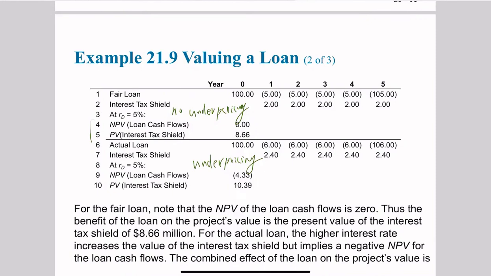However, you can see that in the end, the firm will suffer because the benefit from the larger interest tax shield is smaller compared with the cost from the underpricing. You can see that the underpricing here is $4.33 million, right? And the underpricing outweighs the benefit of larger interest tax shield. So that's why in the end, the firm will suffer.